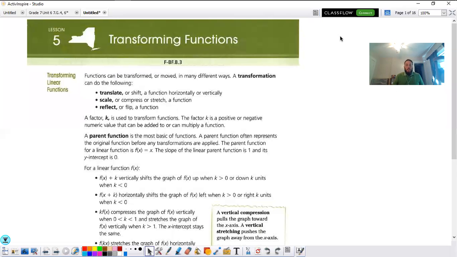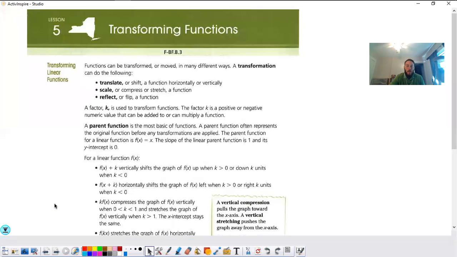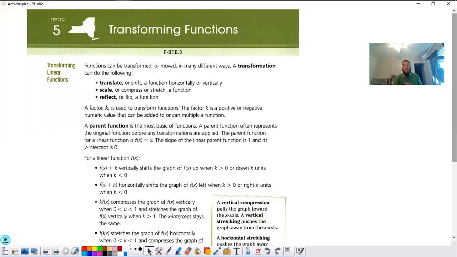All right, so let's take a look here at lesson 5. Lesson 5 has to do with transforming functions. So before we get started here, just let me clear up. All right, so to start off here, it says functions can be transformed or moved in many different ways.